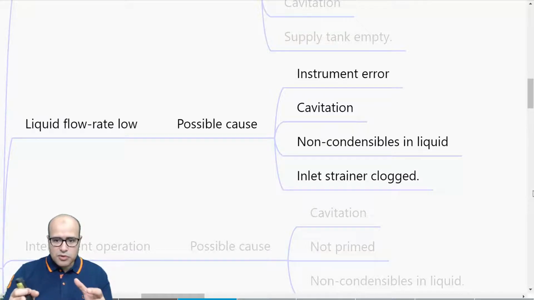Maybe there are some non-condensables in the liquid, the presence of some air coming in because of another line making a tie-in on the suction line of the pump, causing this kind of air or non-condensables to go in there, so we have to check that. Maybe the inlet strainer is clogged, and this is causing the low flow on the discharge of the pump.